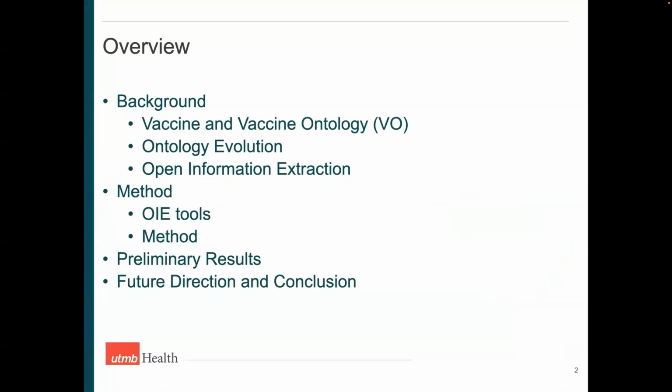Just to foreshadow, I'll briefly talk about vaccines and the target ontology that we are using as a use case, namely the Vaccine Ontology. I'll briefly discuss what ontology evolution is, and I'll also give some details about open information extraction. Then I'll segue into our work using open information extraction and discuss the initial results. Finally, I'll reveal our future direction to scale up this work.